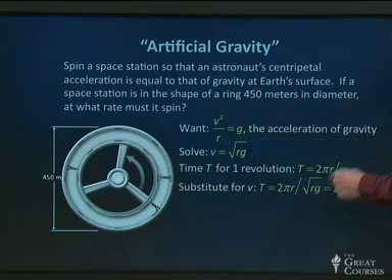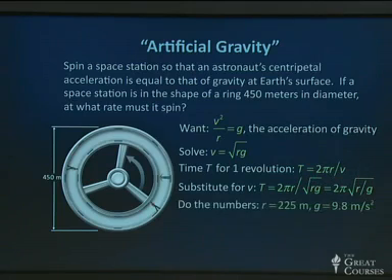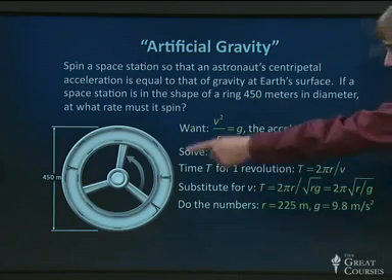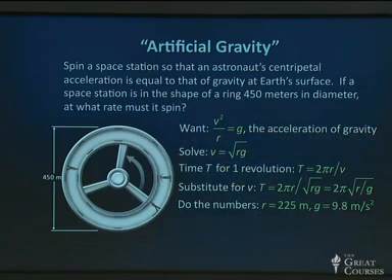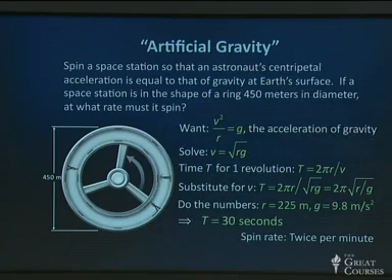V is the square root of rg, so that v downstairs becomes root rg, and the r upstairs inner root divided by the r downstairs inner root gives me an r upstairs inner root. So there's basically the answer for t. Do the numbers. R is 225 meters, that's half the diameter I've shown there, 450 meters. G is 9.8 meters per second squared at the surface of the Earth. And I get t equals 30 seconds.